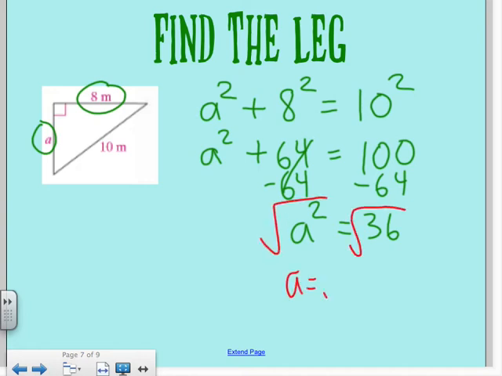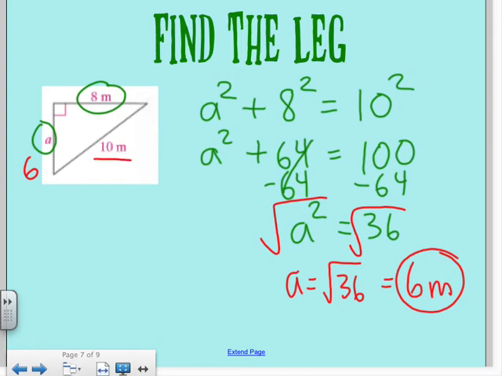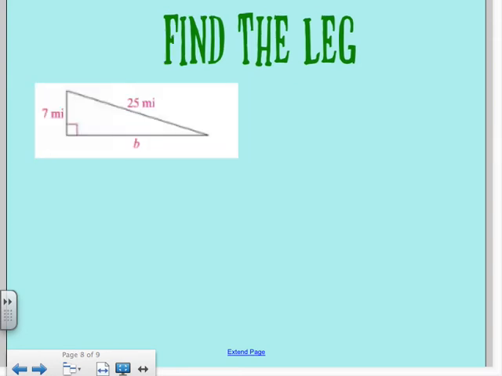So A equals the square root of 36, which you shouldn't need a calculator to figure out. The square root of 36, 6. Okay, so 6 meters is our answer, because the square root of 36 is 6, which makes sense. It has to be less than 10, because 10 has to be the longest side. 6 and 8 go together, seem reasonable. So that's your answer for that one. Go ahead and pause it, figure it out, and hit play to check your work.